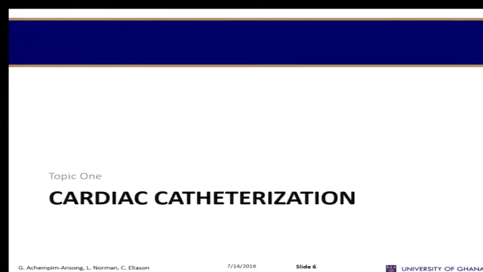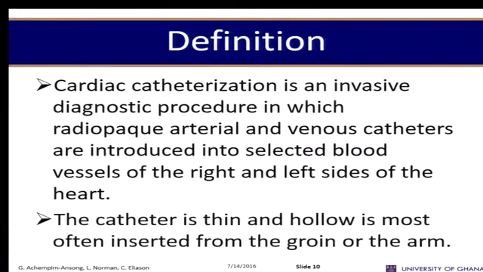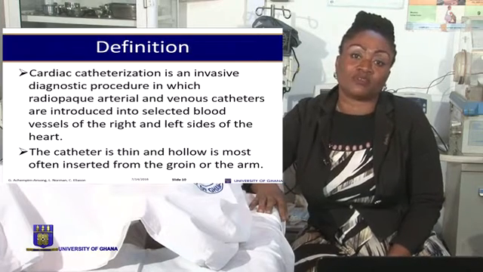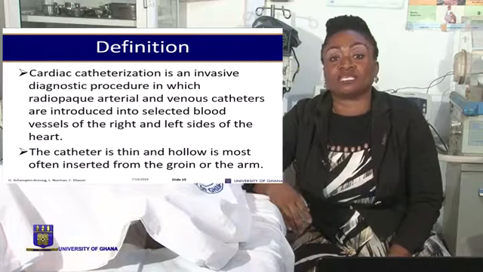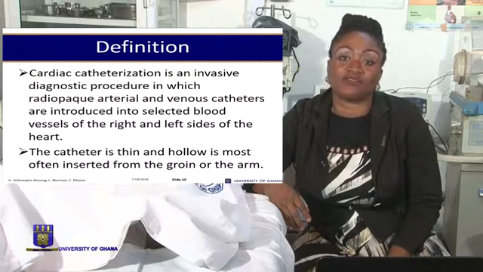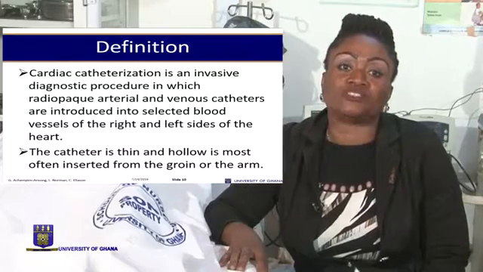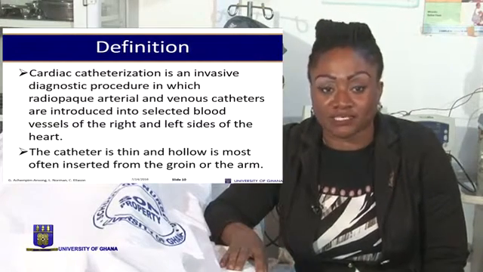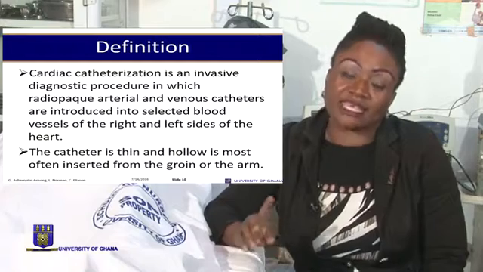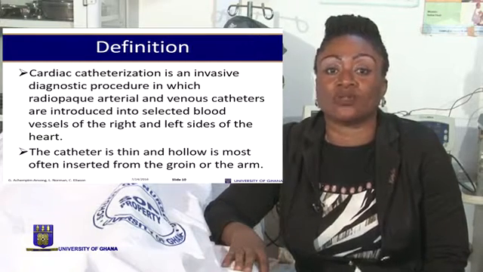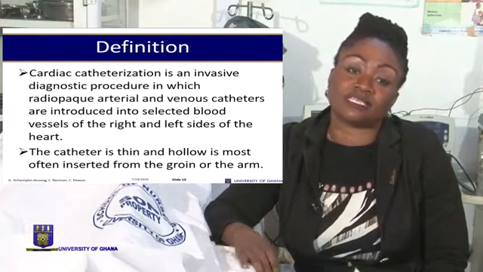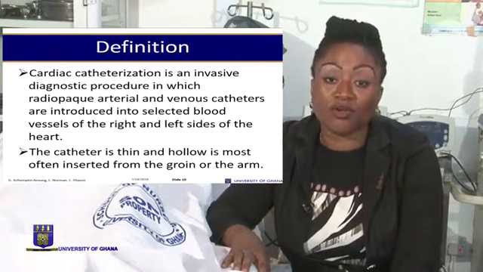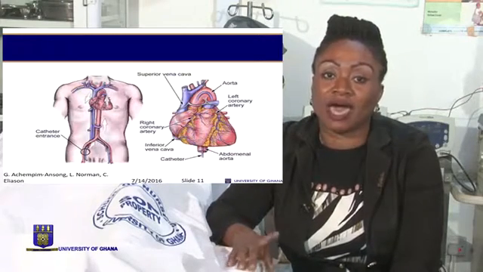Now, what is cardiac catheterization? Cardiac catheterization is an invasive diagnostic procedure in which radio-opaque arterial and venous catheters are introduced into selected blood vessels of the right and left sides of the heart. This catheter is thin and hollow and is most often inserted from the groin or the arm, as you can see in the picture.